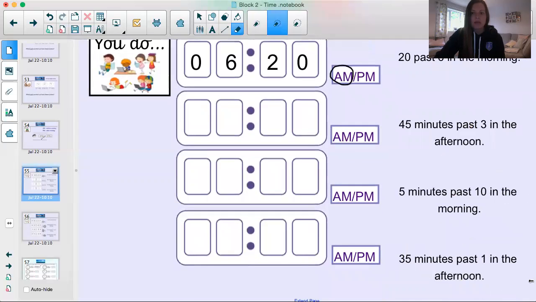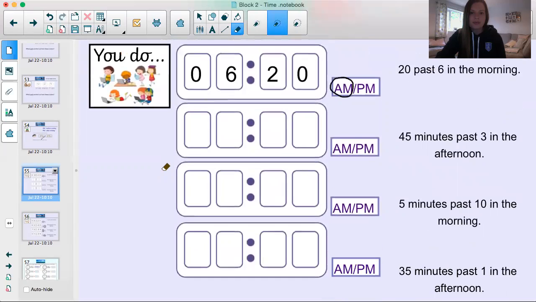Now these times I've written in a way to help you write them in a digital form. So I've written 45 minutes past 3. If we looked at an analog clock, we would call that 4:45. But I've written it this way to help you write it there in this way. So pause the video and have a go now.